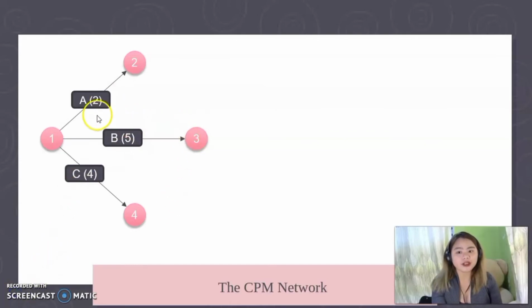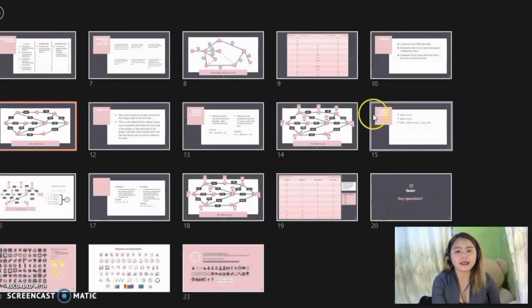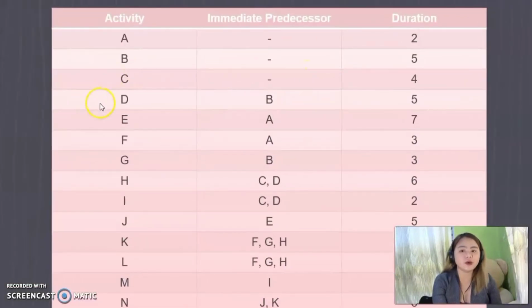So remember, for each and every activity, there will be 2 nodes. So as you can see here, 1 and 2, 1 and 3, and 1 and 4. So far, we have done our first 3 activities. Now we'll move to our next activity, which is activity D.